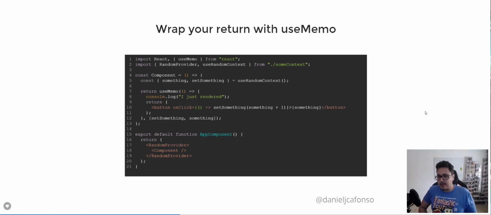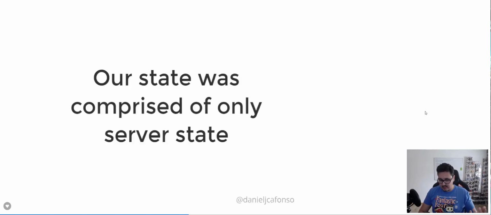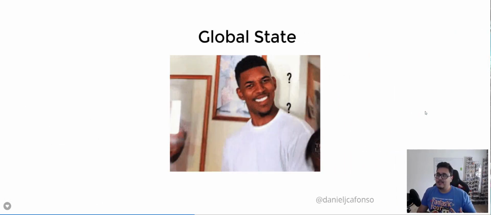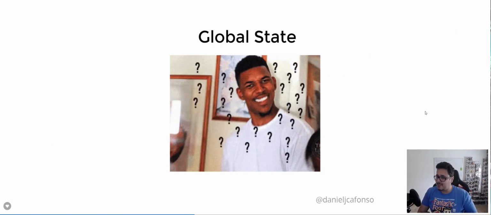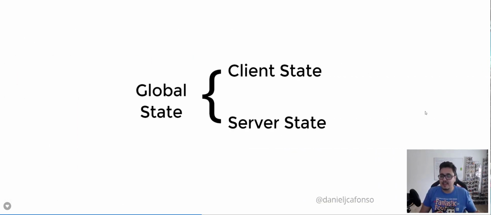So even despite context serving us pretty great during a year and a half, we decided to stop using it. And one of the reasons why was our state was only comprised of server state. Now you might be wondering what server state is. Before anything else, it's important to know about global state. And you might wonder, hey, what's global state? Global state is the state that is comprised of the client state and the server state. And each type of these two states brings different challenges.